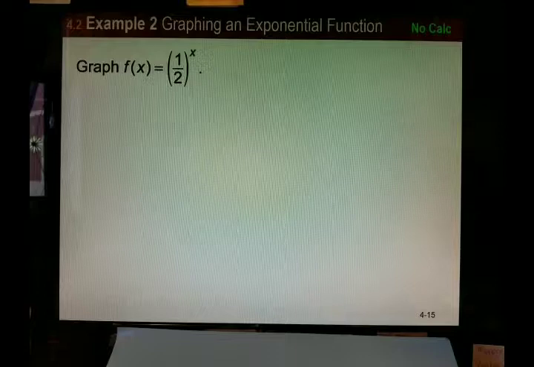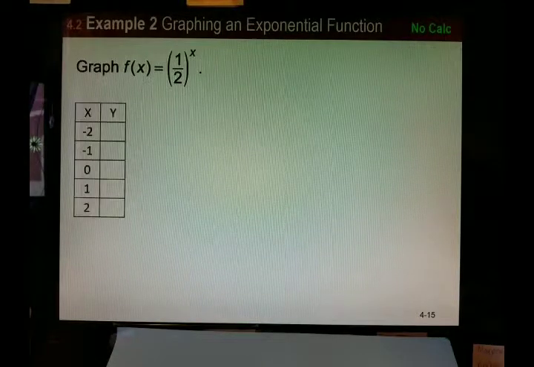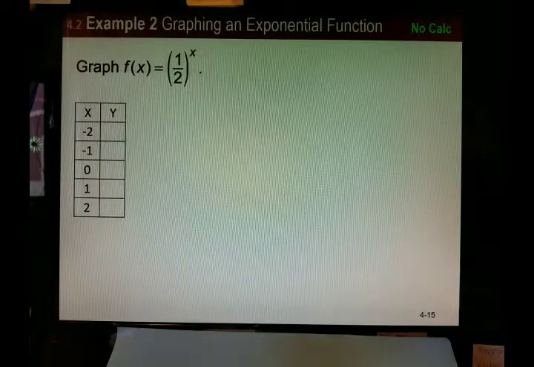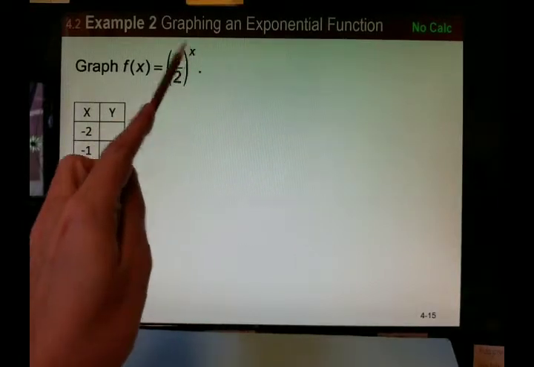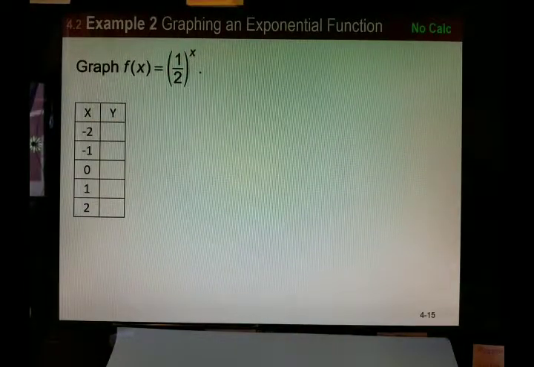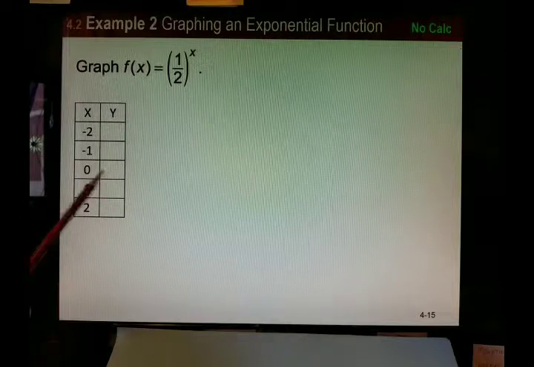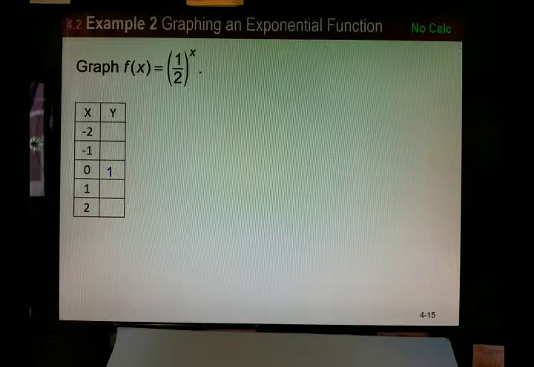So we're supposed to graph 1/2 to the x power. So we want to make tables of points. Again, you want to take that exponent equal to 0. These will all be with no calculator for these graphs. So I need 1/2 to the 0 power as my first thing. Anything raised to the 0 is 1.